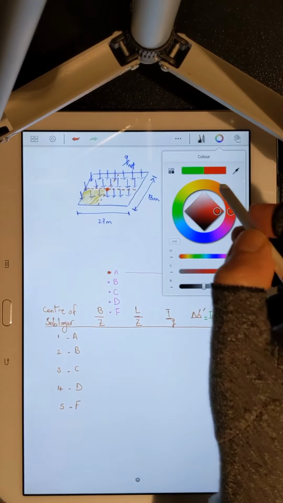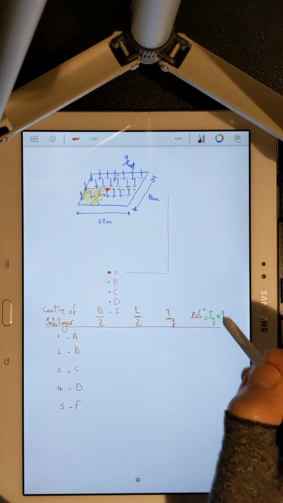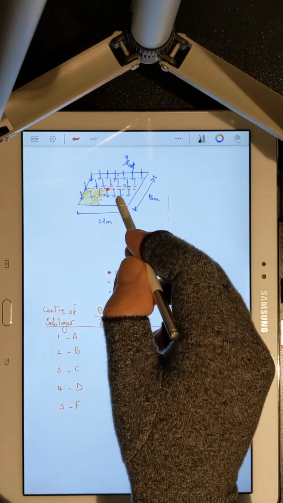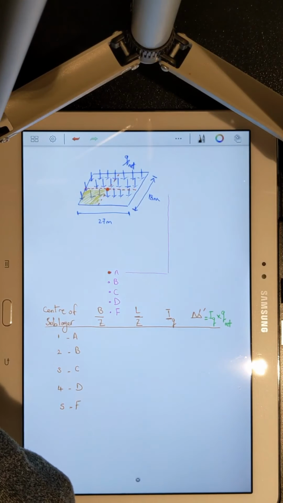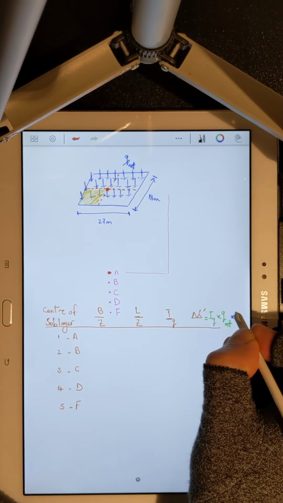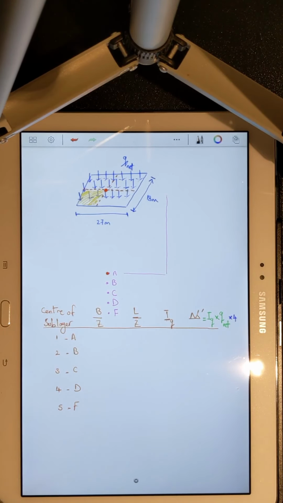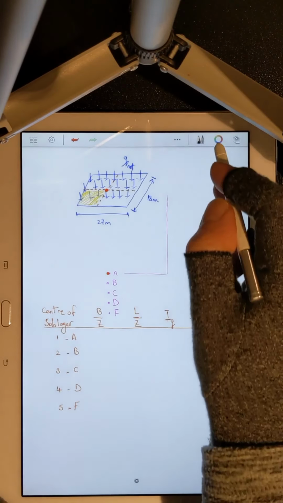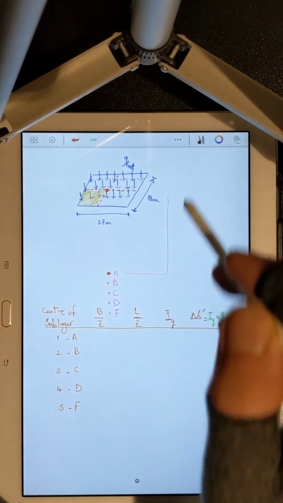Also, I know that this is not enough. Either I've got to do this analysis for each of these sublayers, or do this analysis for one sublayer and multiply my delta sigma dash by 4. This is what I'm going to do because that will save a lot of time. So the first step, q sub net. How can I get my q sub net?